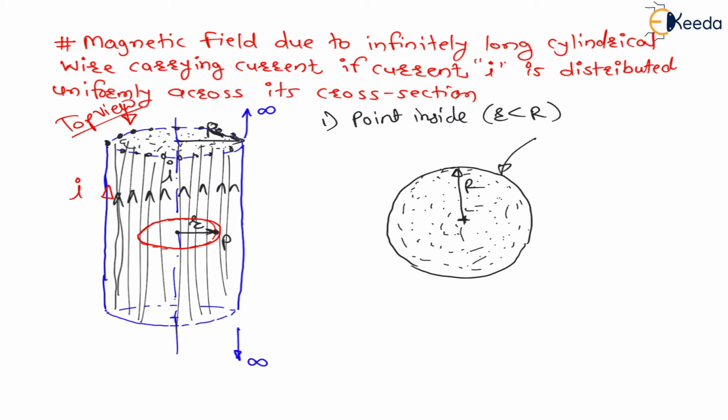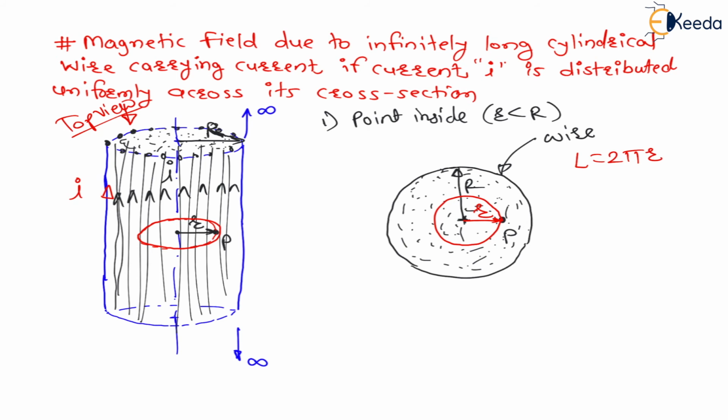This is our total wire, right? And the point P is inside the wire. Now if I form a loop, the loop is circular like this. Now what will be the length of the loop at radius r? The loop will be at radius small r. Therefore the length of the loop will be 2 pi r, right? Definitely. Now let us apply the Amperes Circuital Law.